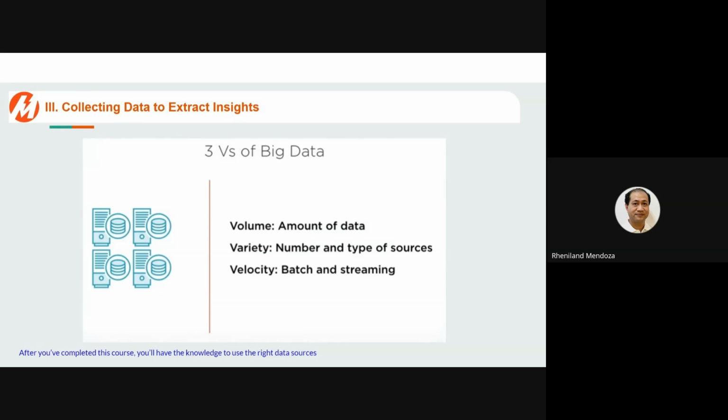And finally, the third V that characterizes big data is velocity. Velocity refers to how fast data comes in that needs to be processed. Batch data is data that you have stored on disk somewhere. Streaming data is real-time data that's constantly coming in and needs to be processed.